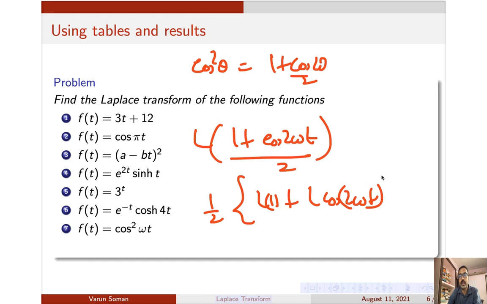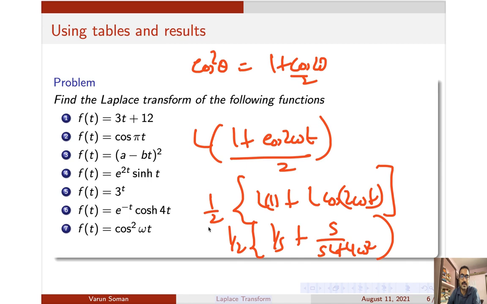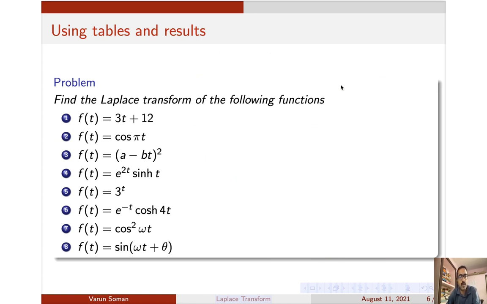Now it is a very straightforward calculation. L of 1 is 1 by s, 1 by 2 is outside, plus L of cos 2 omega t is simply s by s square plus 4 omega square. Only the calculation is to be done. Similarly, you can think of sine square omega t. Please find out the transform of sine square omega t using some of these results, which you can apply here.